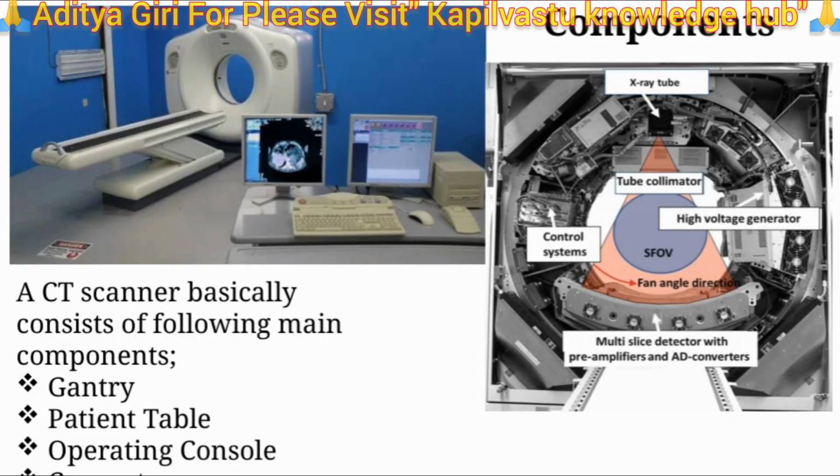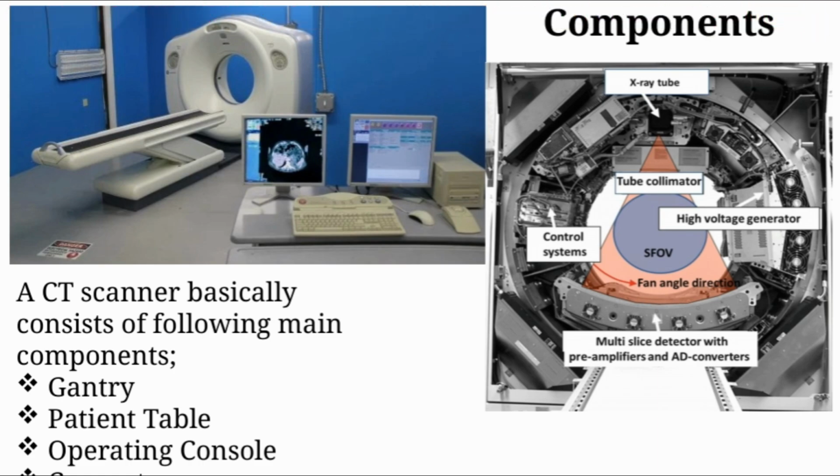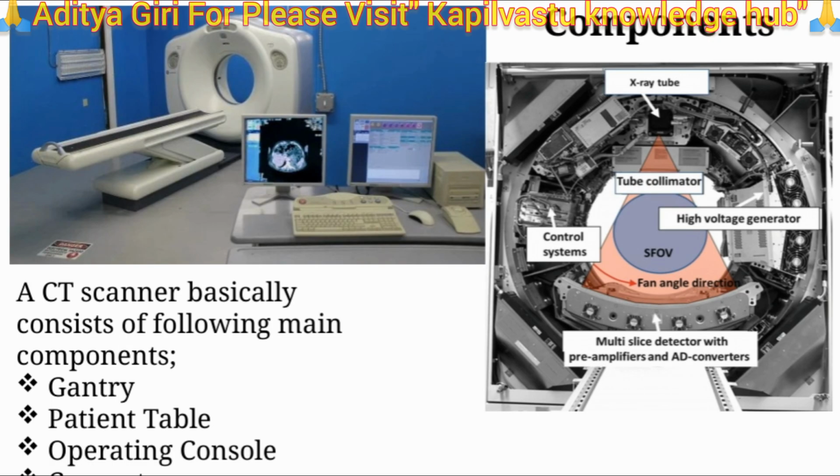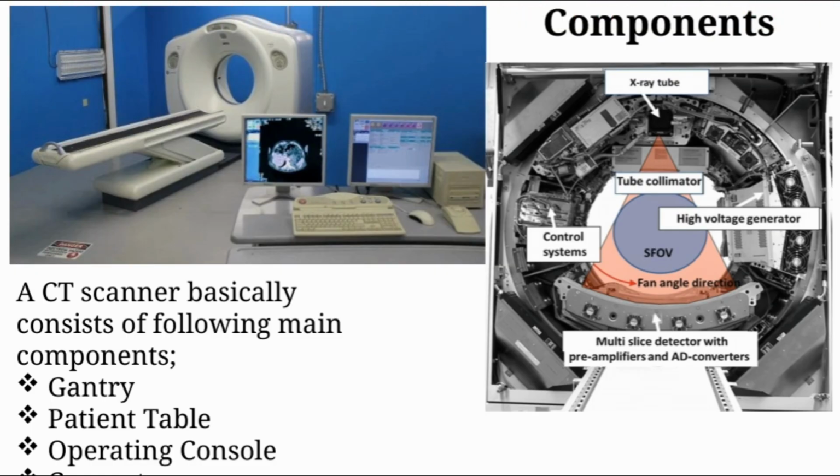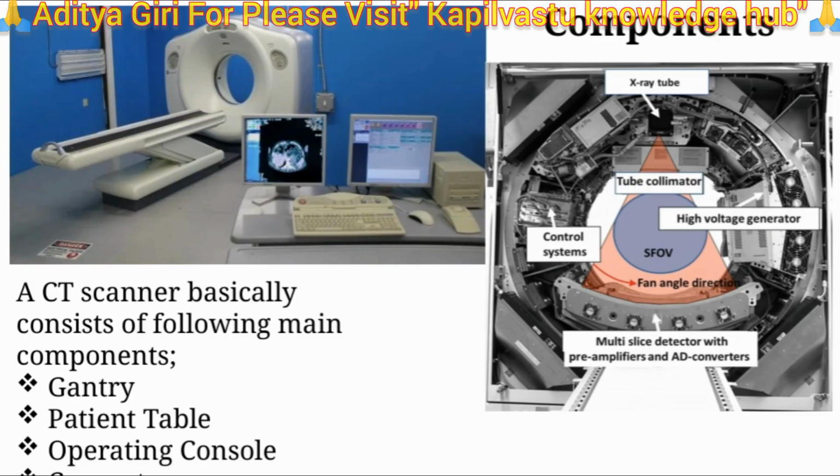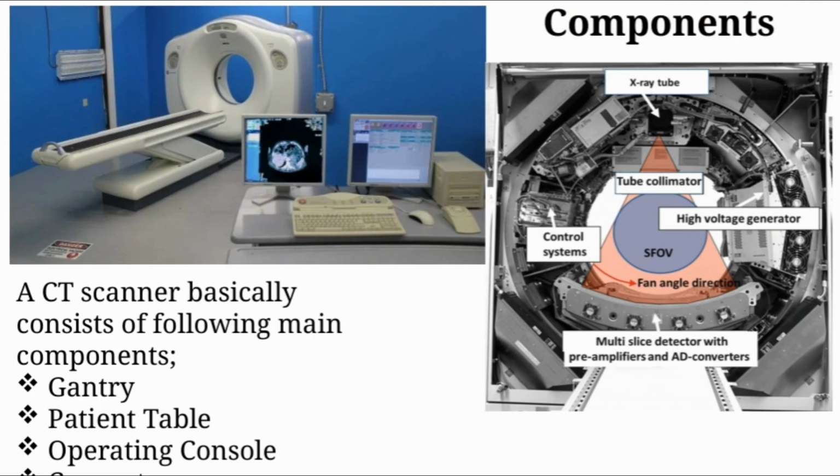Now let's take a closer look at the main components of a CT scanner. The first one is the gantry, which is essentially the large, donut-shaped part of the machine. This is where the magic happens, as it houses the X-ray tube and detectors that rotate around the patient to create detailed images. Next, we have the patient table, which is designed to comfortably position the patient and move smoothly through the gantry during the scan. Its precision and stability are crucial for obtaining accurate images.